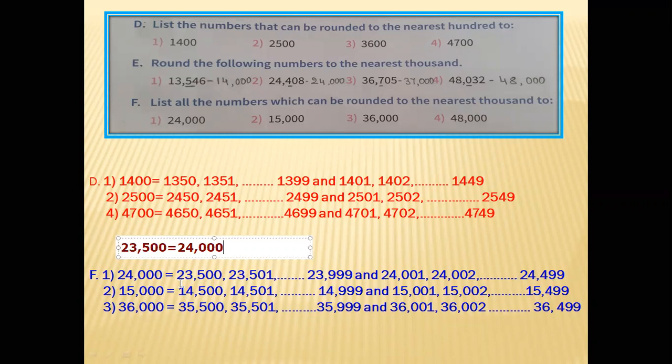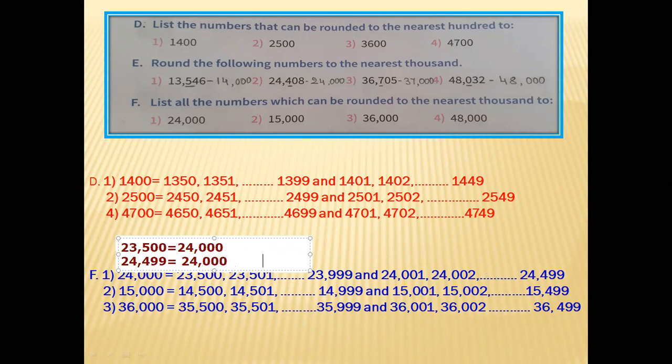So like this you have to write: 23,500, 23,501, 23,502, and then put dashes, and then write 23,999. And from 24,001 to 24,499. This 24,499 is also equal to 24,000. See, 24,499 is also equal to 24,000, because in the 100s place 4 is there. So this is also equal to 24,000.